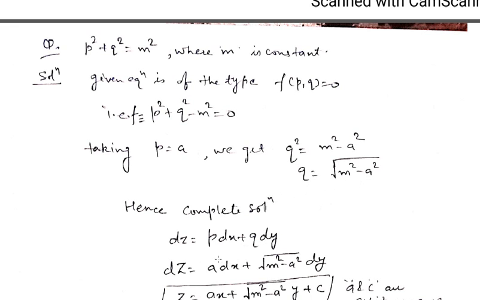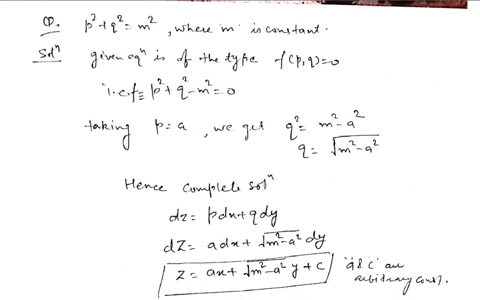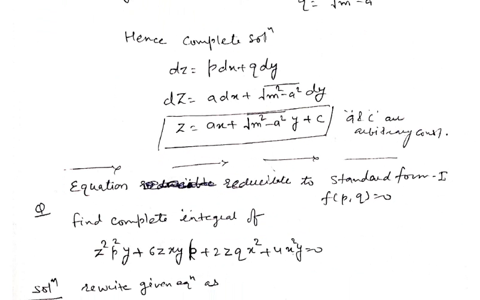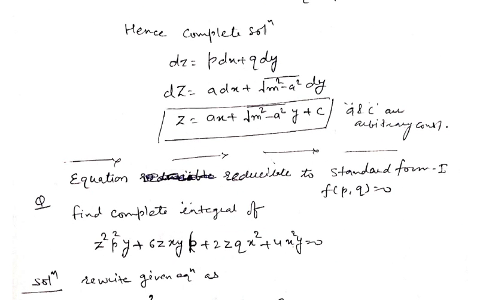Now put these values of p and q in dz, we get z equals ax plus by plus c, as we have discussed earlier, where b is what? Root of m square minus a square. So it becomes z equals ax plus root of m square minus a square times y plus c. This is the complete solution. Here a and c are arbitrary constants.